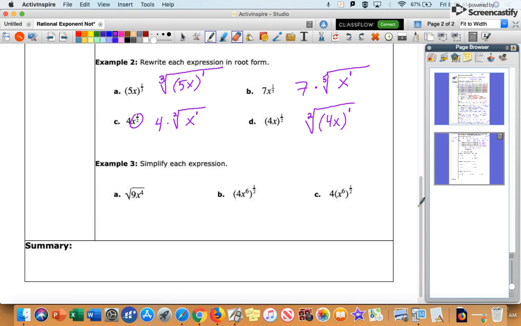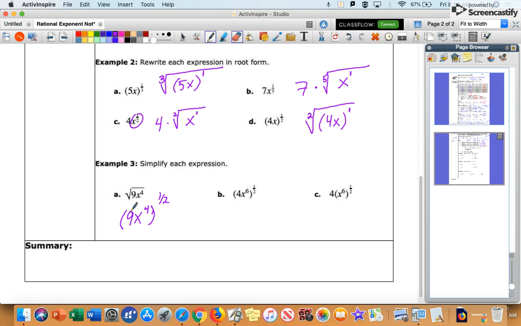And then our last one, we're going to try to simplify these expressions. So now we're going to combine a couple things together. So let's think about raising this now to a rational, fractional power. So we have a square root here, which basically means that 9x to the 4th is being raised to the 1/2 power. So 9x to the 4th to the 1/2.